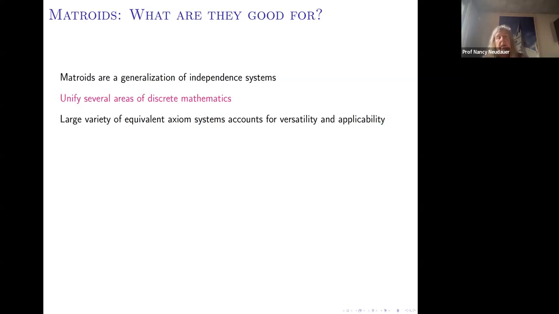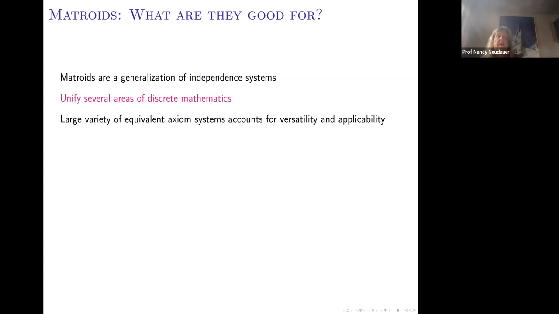And so I always tell my students, when you learn new mathematics, think, what is it good for? So we have several ways to look at this. Matroids are a generalization of independent systems. They unify several areas of discrete math. And there's a large variety of equivalent axiom systems that account for versatility and applicability.